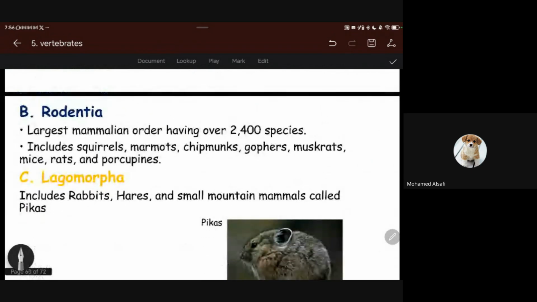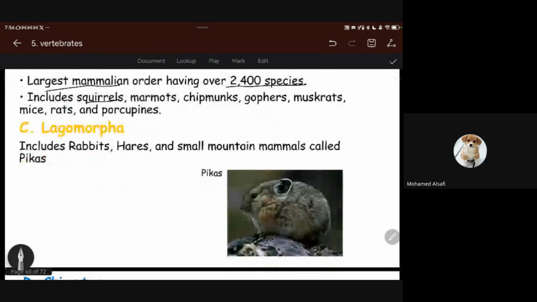We have the Rodentia, which are the largest mammalian order, having over 400 species, including squirrels, marmots, chipmunks, and so on. Lagomorpha includes rabbits, hares, and small mountain mammals called pikas, like these ones.